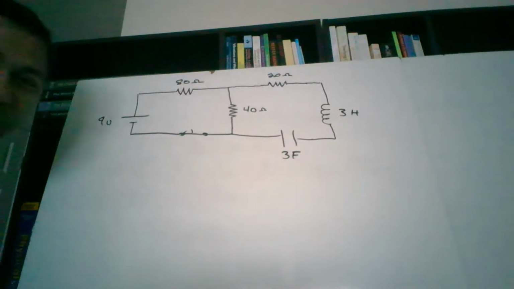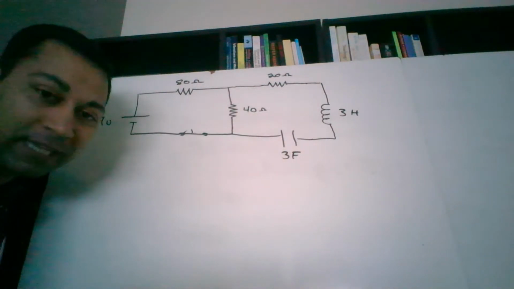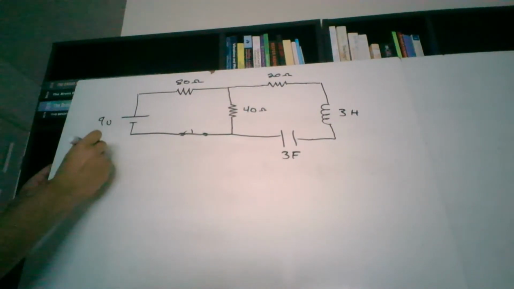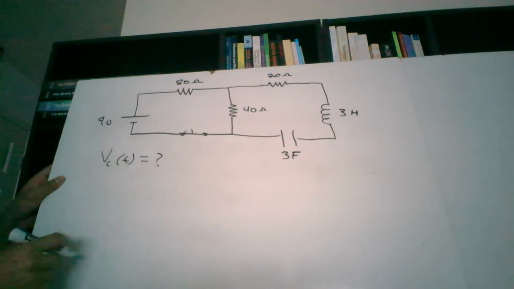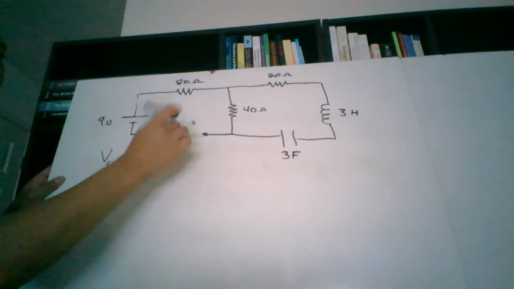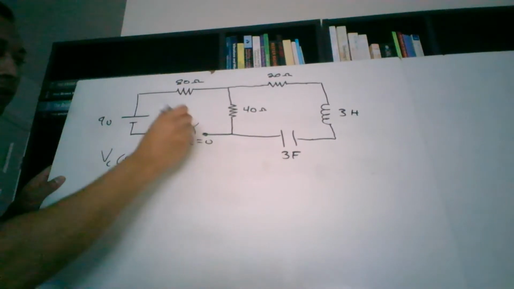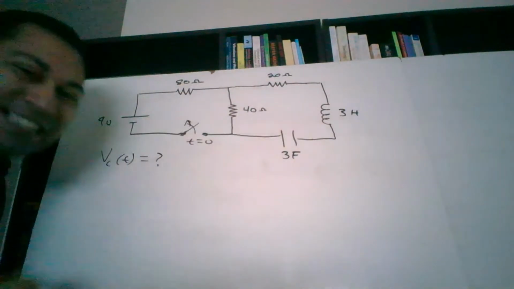What I want to know for this question is, what is the voltage of the capacitor as a function of time when I do this at t equals 0? So when I flip the switch open, that's when time starts. Now what's happening?